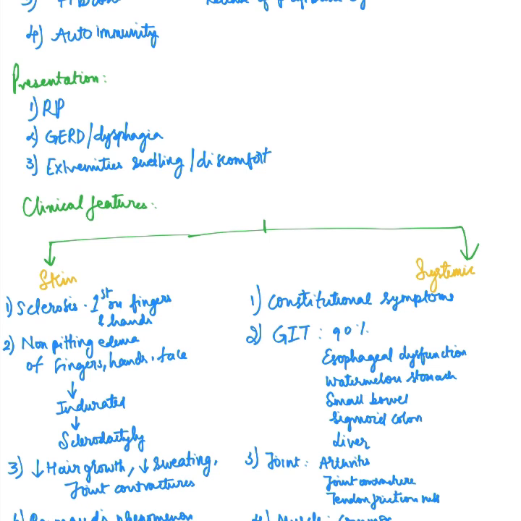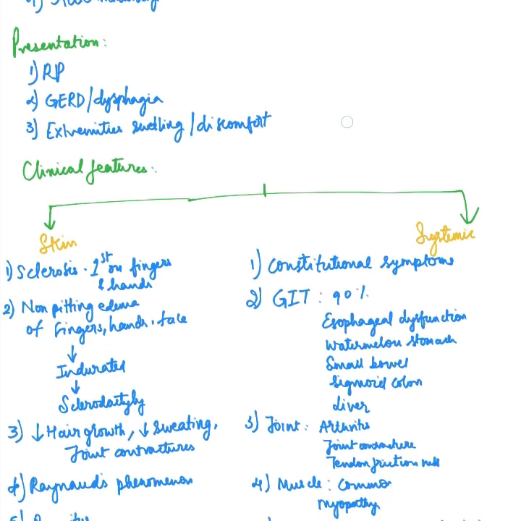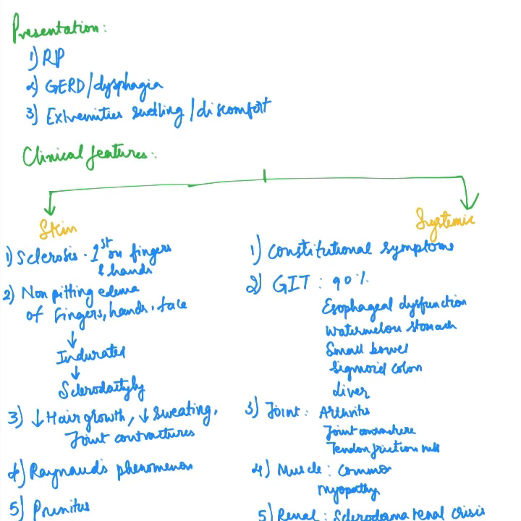The presentation can be either as Raynaud's phenomenon, most commonly seen in cold areas, or in certain cases it can present with gastroesophageal reflux disease or as dysphagia, and in some cases it can present as swelling or discomfort in the extremities. And these 3 are usually the presenting features.